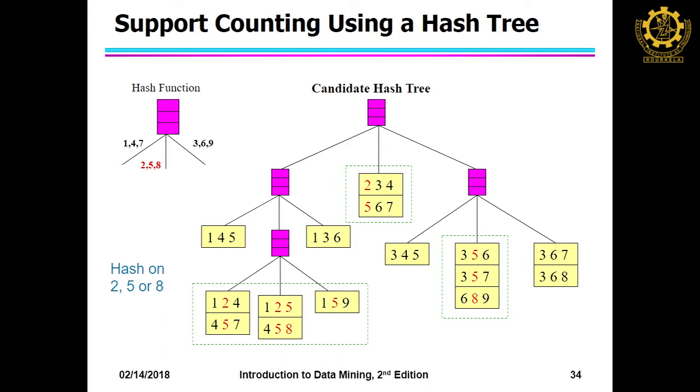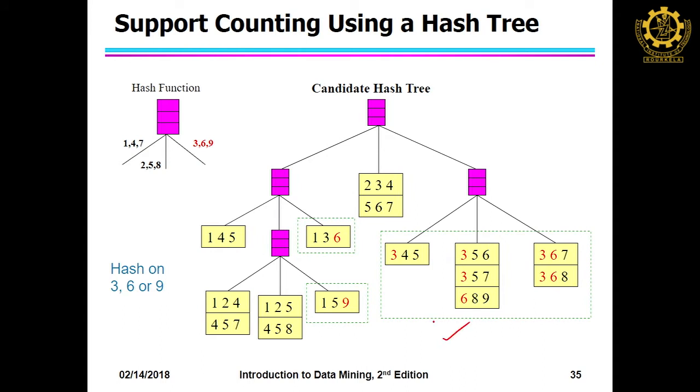Similarly, for 2, 5, 8, you see this is the second level. So 1 is okay and next is 2. This region is 2, 5, this is 5 and here also 5. This region is based on the hash function, that is hash on 2, 5 and 8. Similarly, you can see here and here it is 3, 6, 9.